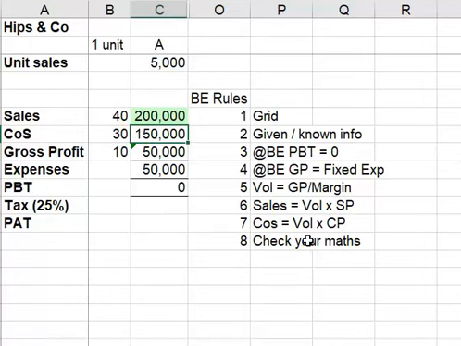And the last rule is to test the maths. 200,000 minus 150,000 gives us the 50,000 gross profit, less the expenses of 50,000 leaves us with a profit before tax of 0. I hope that helps in summarizing the rules and using them in the income statement grid.